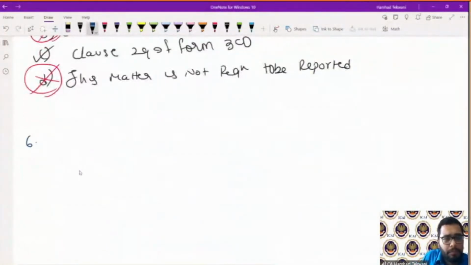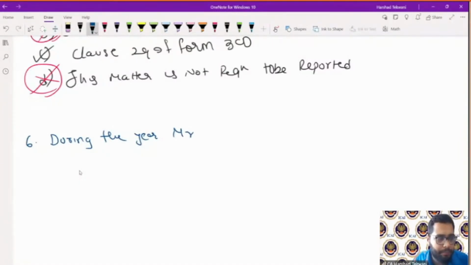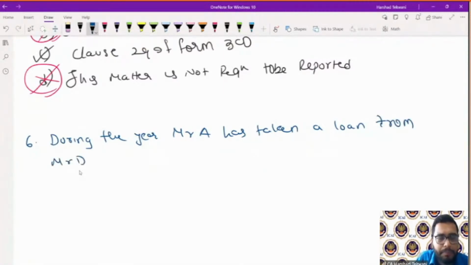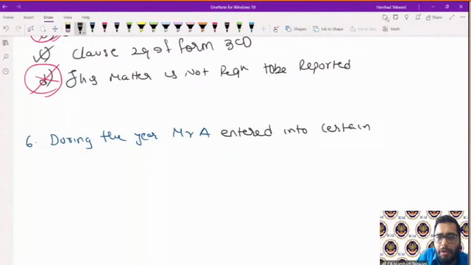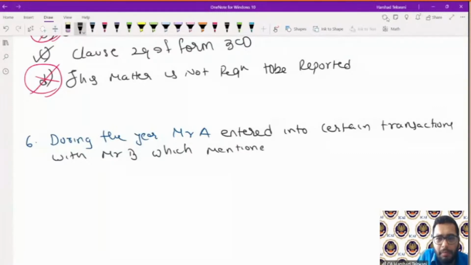Another question. During the year, Mr. A has taken the loan from Mr. B. Or not loan, I will not term this as loan. During the year Mr. A entered into certain transactions with Mr. B, which are mentioned below.